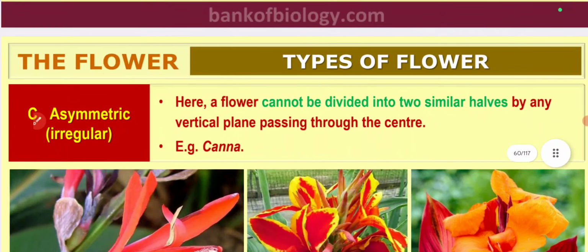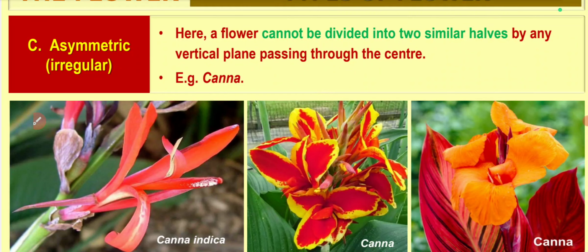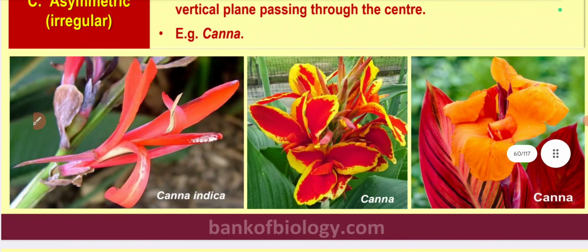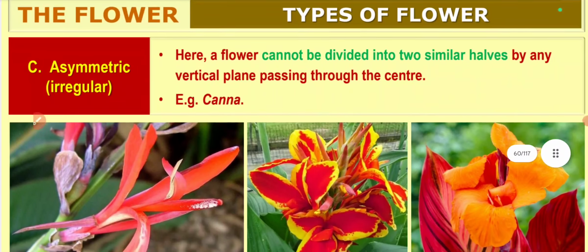Next is asymmetric or irregular. Here a flower cannot be divided into two similar halves by any vertical plane passing through the center. Example, Canna indica. As you can see in the diagram, you cannot divide this flower into two equal halves. So it is the asymmetric or irregular type.